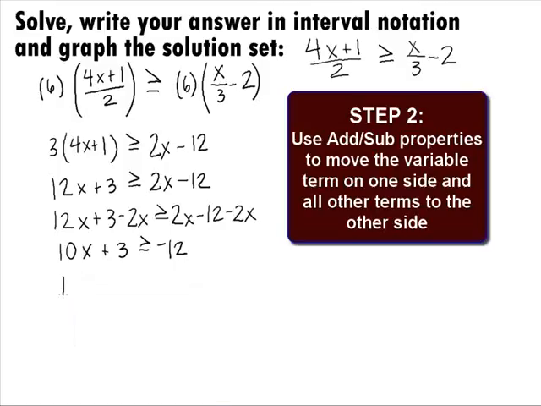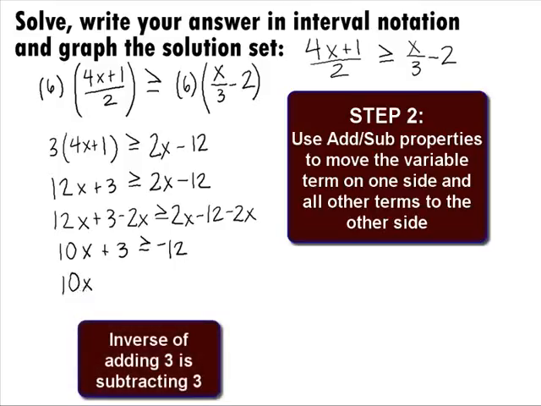The inverse of adding 3 is to subtract 3 from both sides, which will give us 10x + 3 - 3 is greater than or equal to -12 - 3, which simplifies to be 10x is greater than or equal to -15.